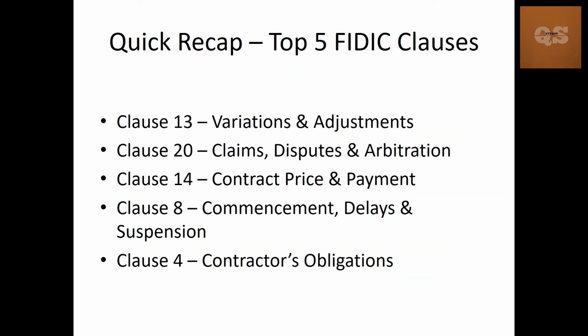Quick recap: the top 5 FIDIC clauses. Clauses 13, 20, 14, 8 and 4. 13 is variations and adjustments. 20 is claims, disputes and arbitration. 14 is contract price and payment. 8 is commencement, delays and suspension. And clause 4 is about the contractor's obligation.